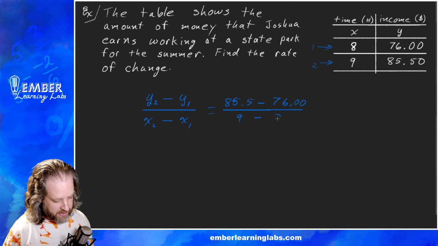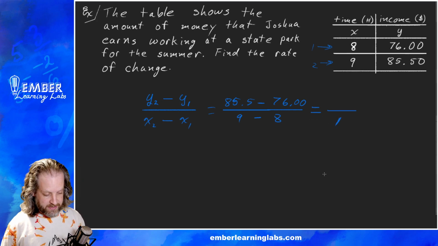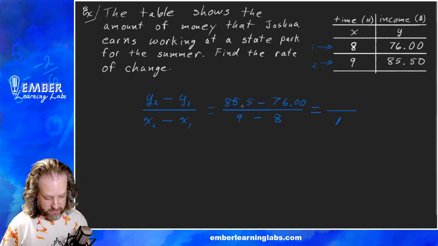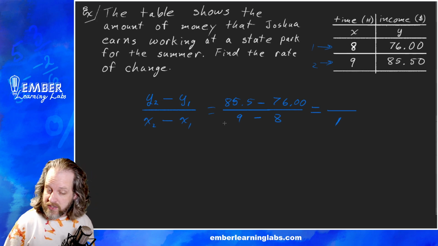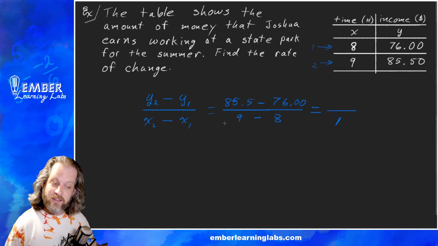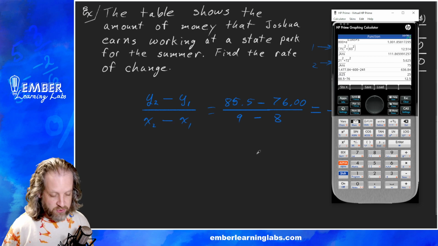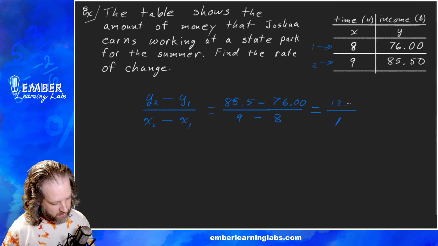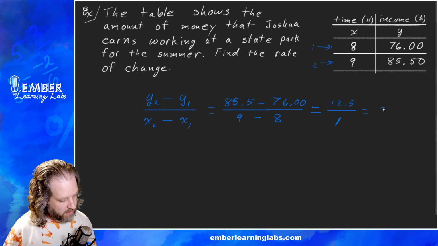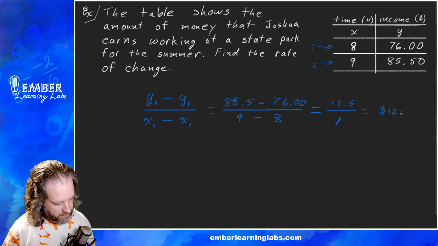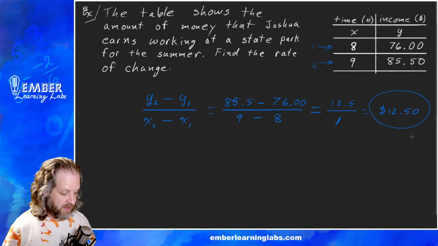Over 9 minus 8. The denominator is real easy, it's just 1. That makes this easy peasy. Now we just subtract the top. It has some decimals, and you may not be able to do that in your head. You can do it on scratch paper, but at this point we're getting used to using our calculator. So grab your calculator and punch that in. 85.5 minus 76 equals 12.5. So $12.50 for every hour he worked. The rate of change is $12.50.